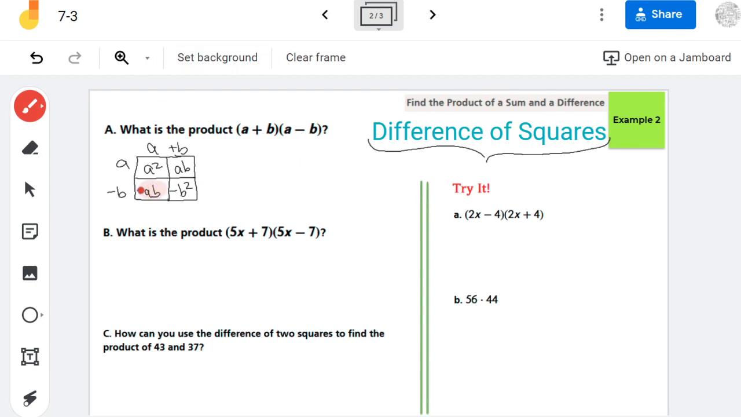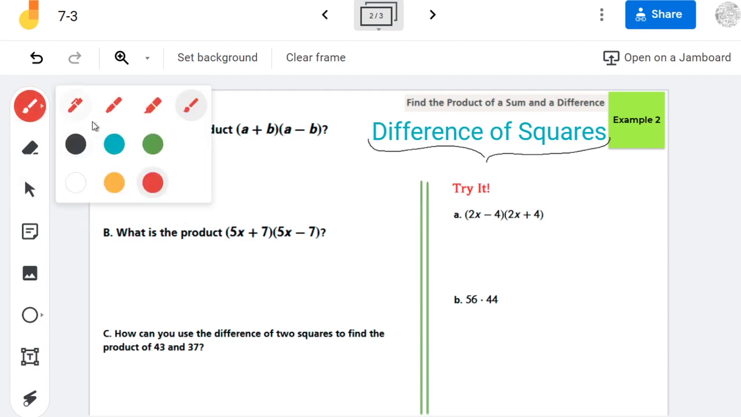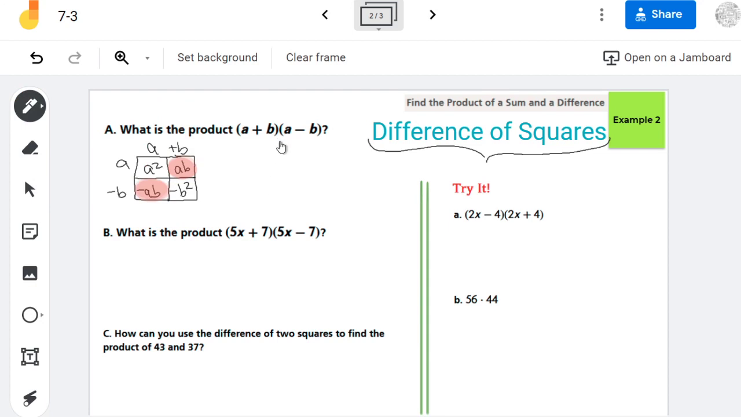But if you look at these two boxes, what happens when you have a negative ab and a positive ab? Well, they cancel each other out, don't they? So what am I left with for my product? I have a squared minus b squared. So what this means is, because that middle term falls out, I can very quickly multiply these together by multiplying the first two terms and multiplying the last two terms and putting a subtraction between them.